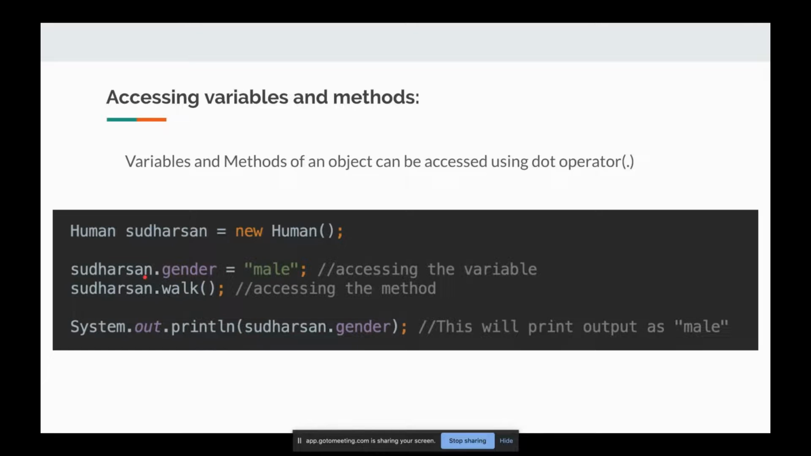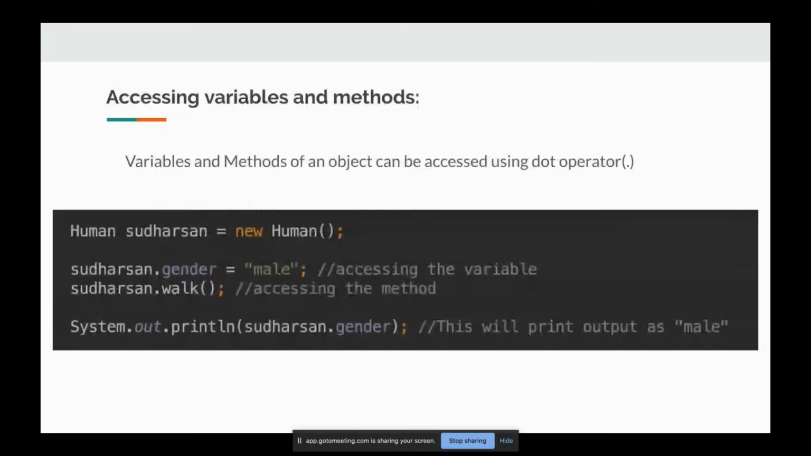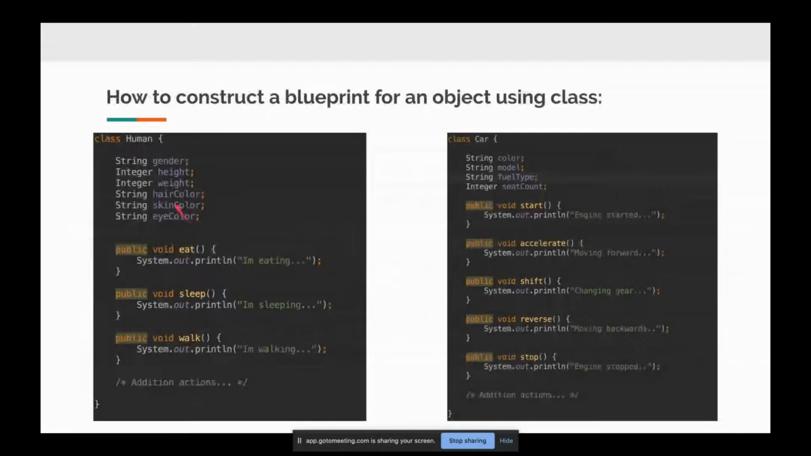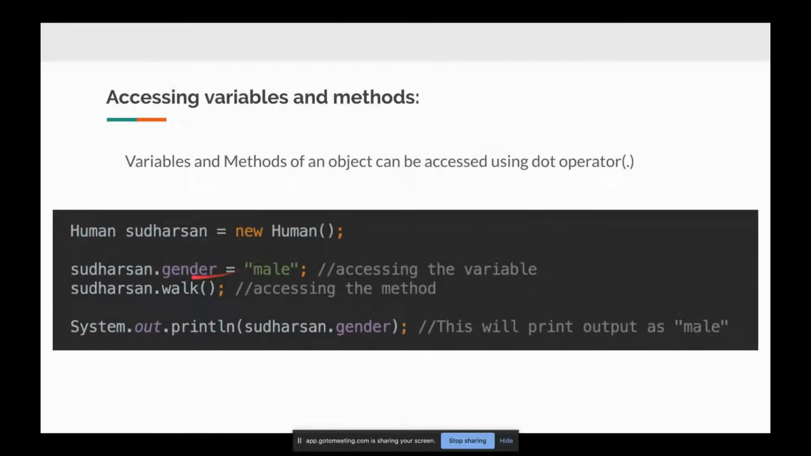So you can get it, right? First I'm assigning the variable, and I'm using System.out.println to check what value this particular variable holds. So this is how we will be accessing the variables and the methods from an object. So these are the basic things: how to create a class, how to define properties, how to define the functions, how to create the object of any particular class, and how to interact with the variables and functions of that particular object. So these are all the primary things.